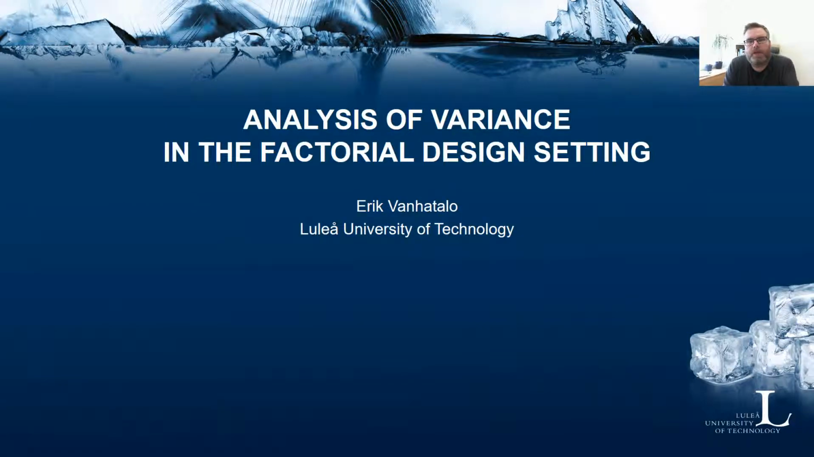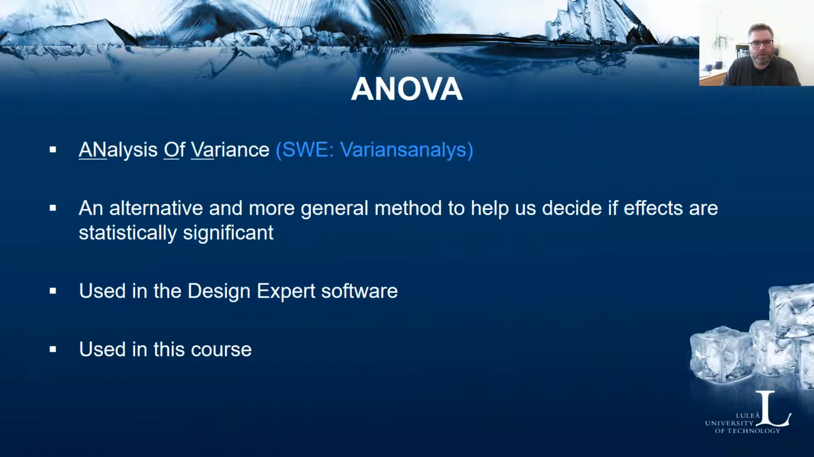Hello, in this video I will briefly explain how the analysis of variance works in the factorial design setting. When we talk about analysis of variance, we oftentimes only say ANOVA, which is the abbreviation. In Swedish this is called Variansanalys, eller bara ANOVA. This is an alternative and more general method to help us decide if effects are statistically significant.